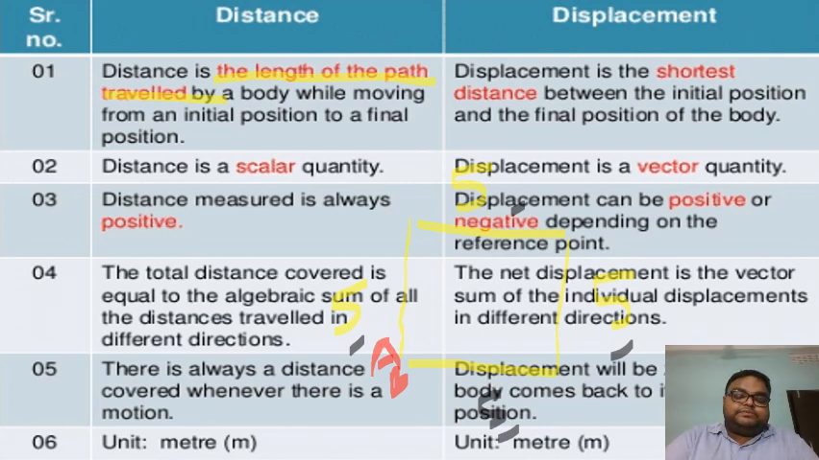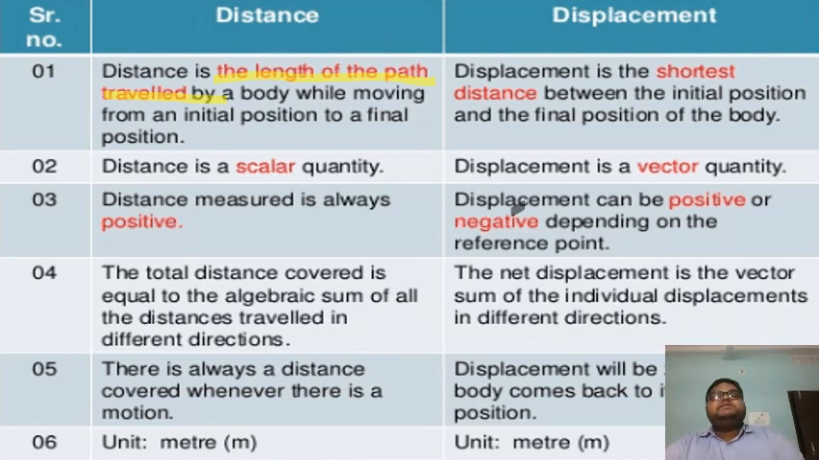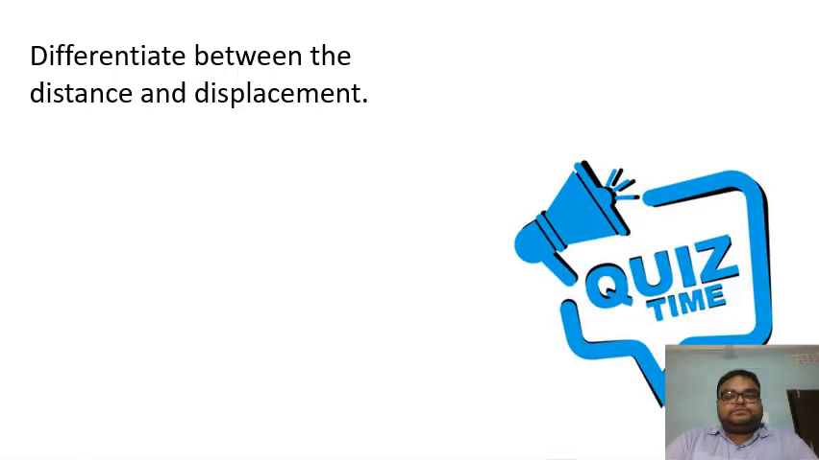Understood, students? Okay. So displacement is the vector sum of the individual displacements in the direction. So what is the unit of distance? The unit of distance is meter. Understood? And the unit of displacement is also meter. Okay. So now let's move ahead.